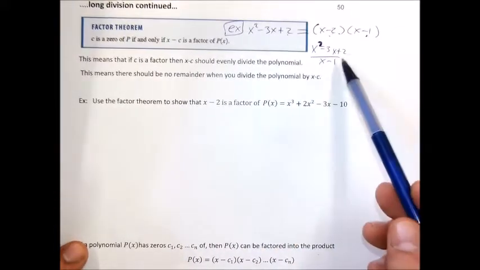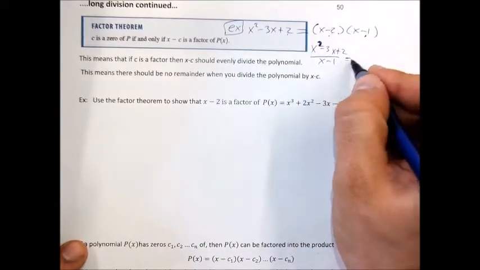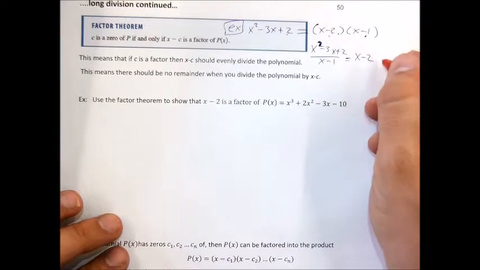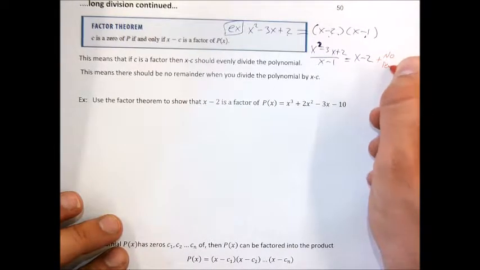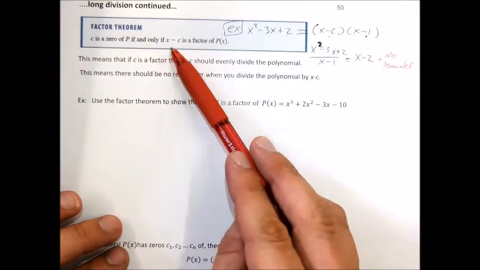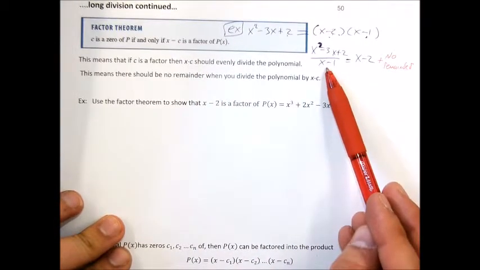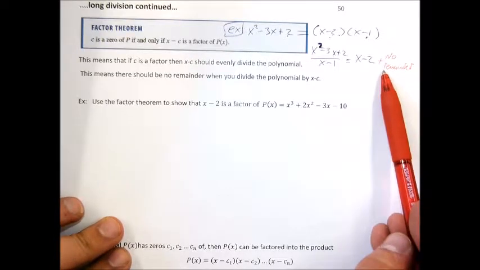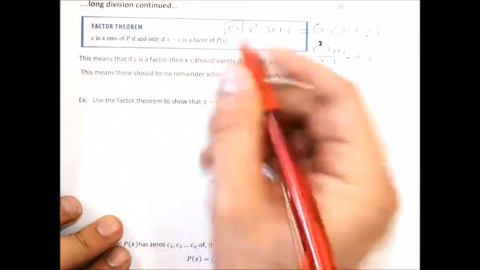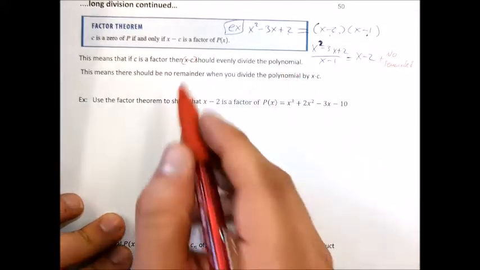If we divide x squared minus 3x plus 2, that's our original polynomial, by x minus 1, we just get x minus 2 out. And specifically, no remainder. X minus 2 plus no remainder. And so that's what this theorem says. This theorem says if we know something's a factor of the polynomial, then when we divide that polynomial by that factor, we don't get a remainder out. And that's exactly what I wrote here. This means that if c is a factor, then x minus c should evenly divide the polynomial with no remainder. Okay, so there should be no remainder when you do that.